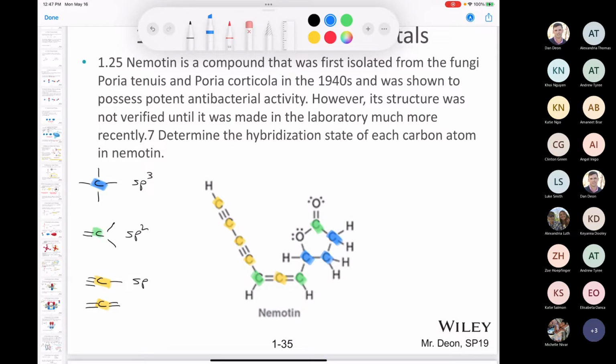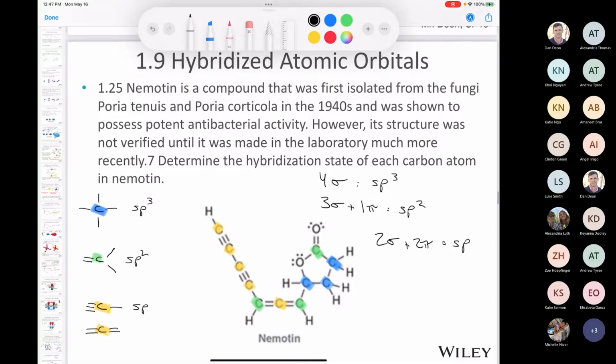We were able to identify the hybridizations of these carbons very quickly. We didn't have to do a complex treatment of orbitals. If we saw 4 sigma bonds, we knew it was sp3. If we saw 3 sigma and 1 pi, we knew it was sp2. And if we saw 2 sigma and 2 pi, then we knew it was sp, just like I have shown on the far left. We figured that out very quickly.